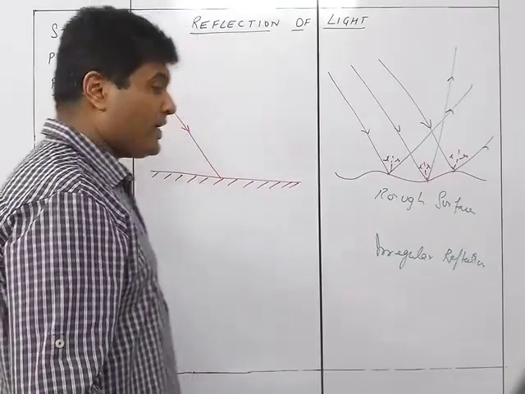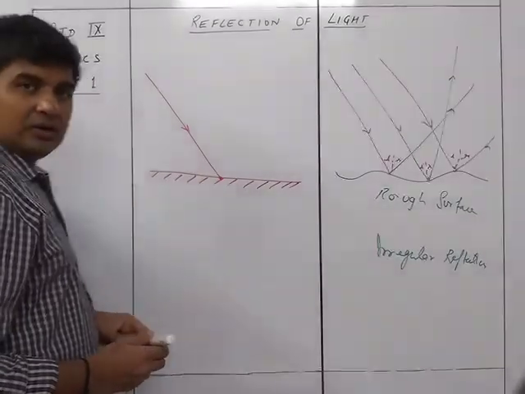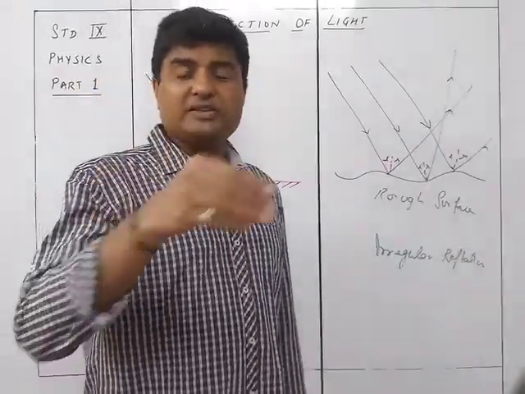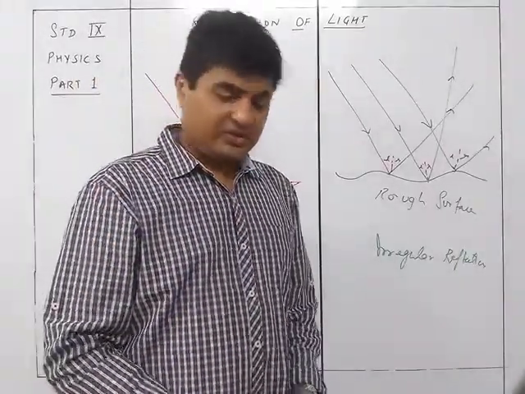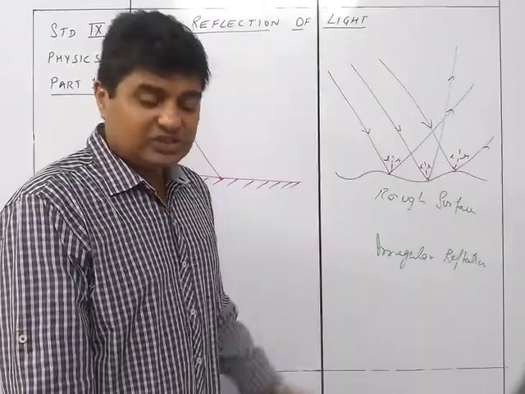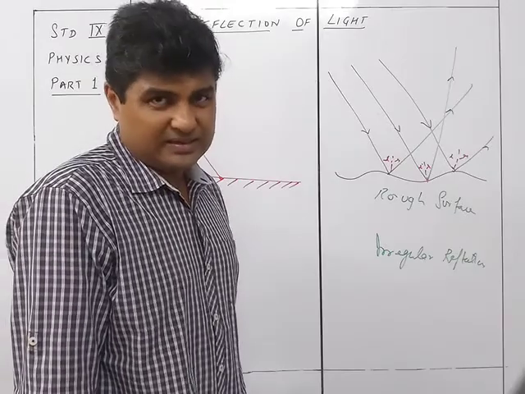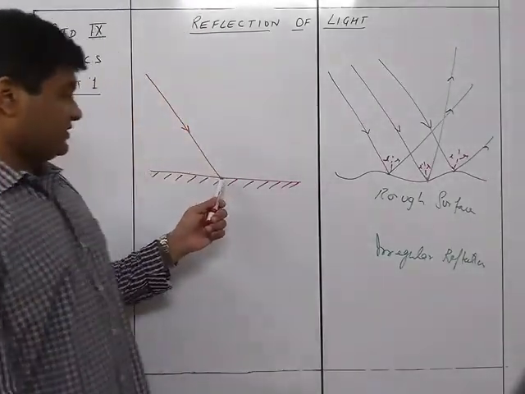Second is the point of incidence. This is called the point of incidence. It is the point at which the incident ray strikes the reflecting surface. So this is the point of incidence over here.